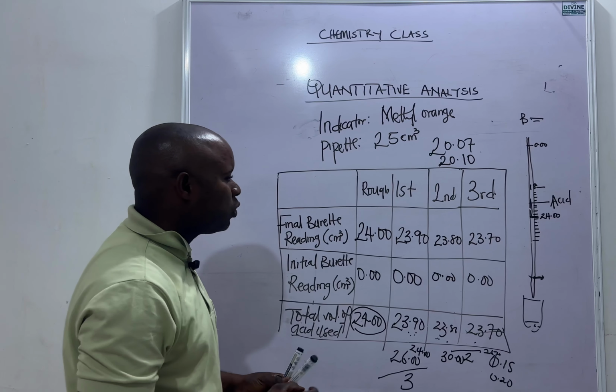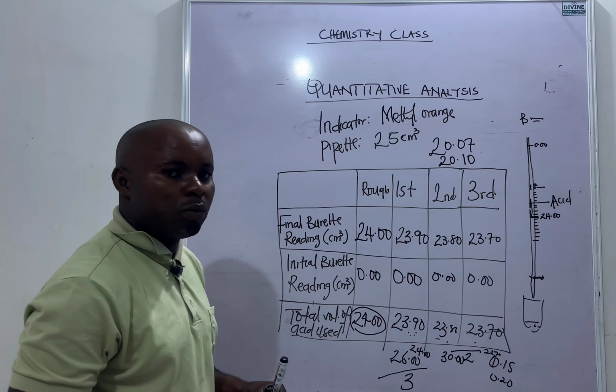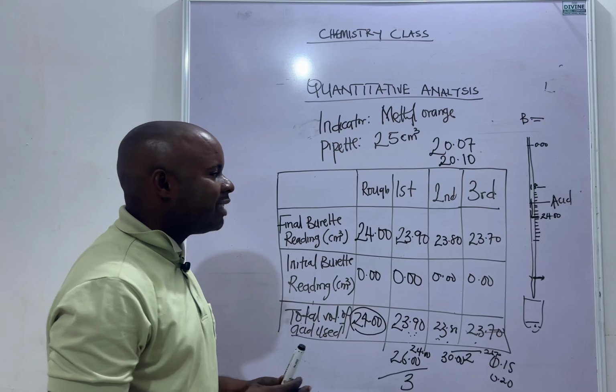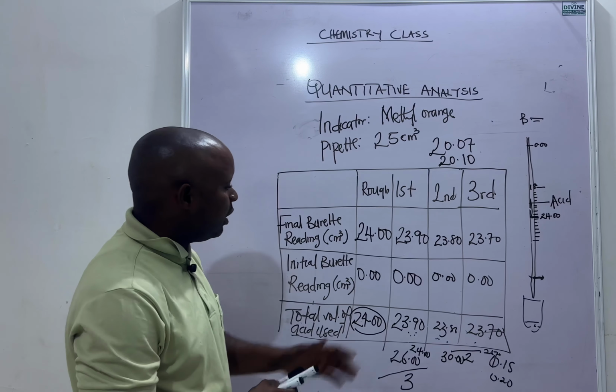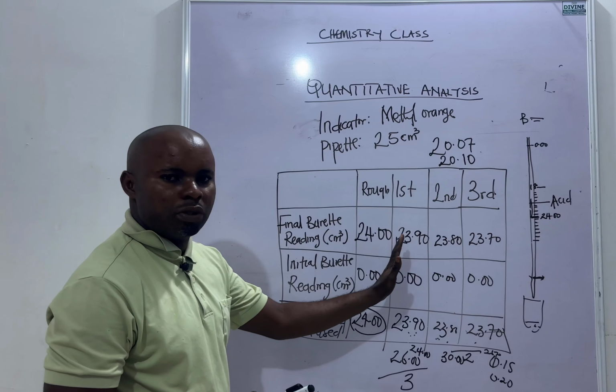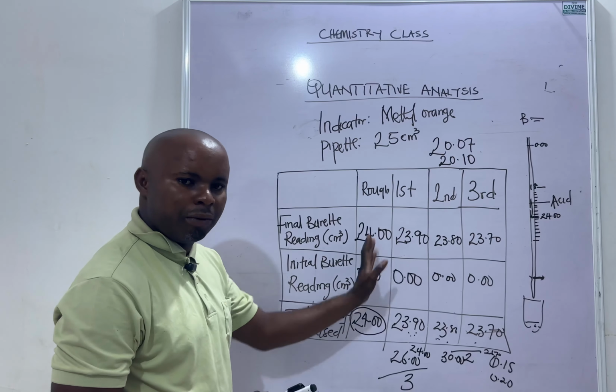So I'm going to introduce you to a very important aspect of this quantitative analysis, known as the calculation aspect of it. This is one of the aspects of titration. Let's use WAEC as a very good example. This is a very good aspect.